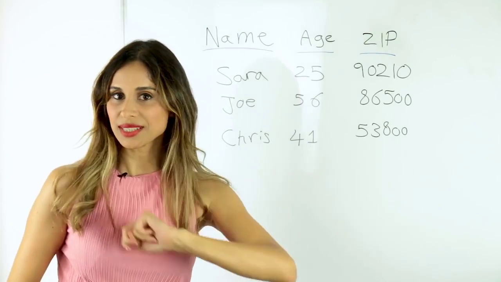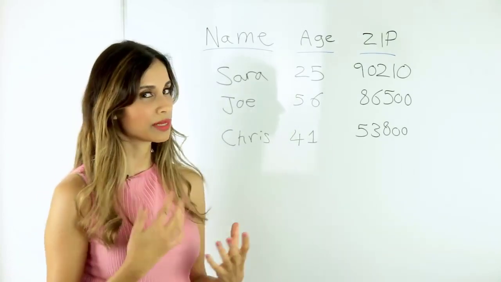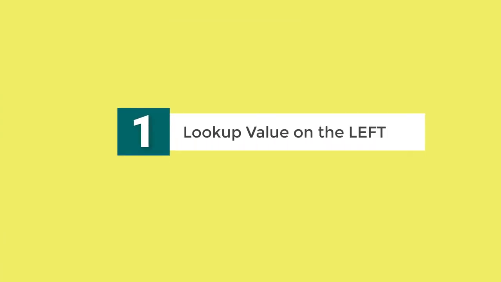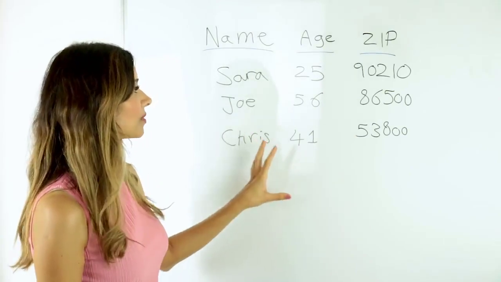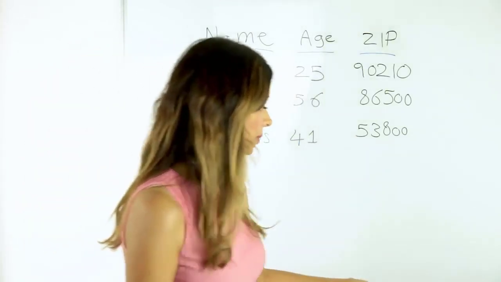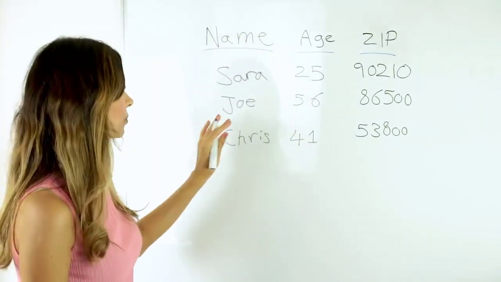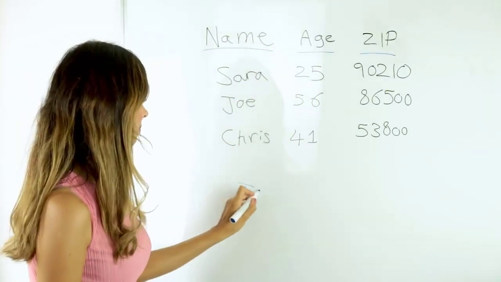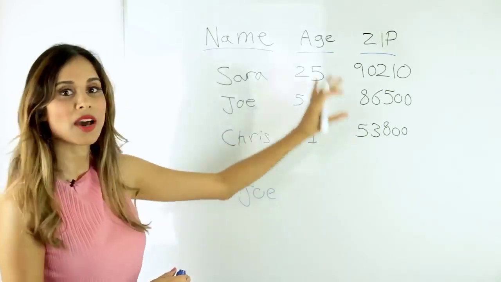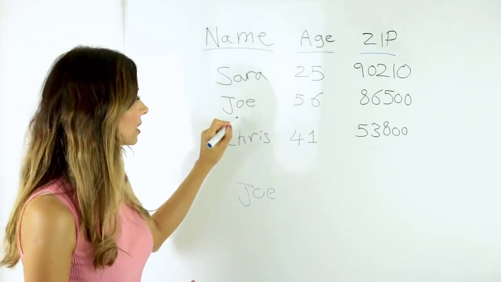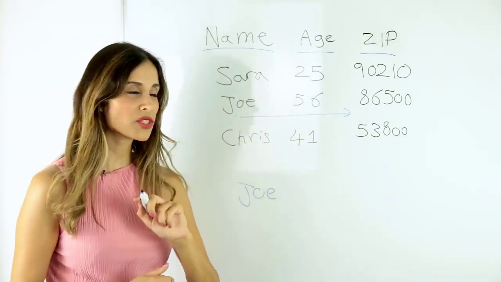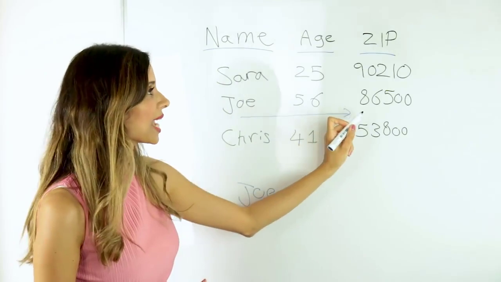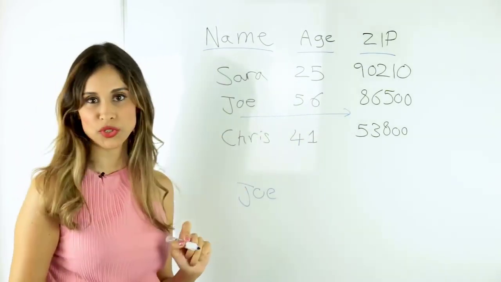There are two things to take care of when it comes to the VLOOKUP formula that are really important. Number one is that whatever you're looking up has to be on the left-hand side of the table. So for example, let's say we're looking for Joe. Joe has to be on the left-hand side of the table, and we're going to return the zip code, which is on the right-hand side. What we can't do is go the other way. So we can't look up the zip code and return Joe.